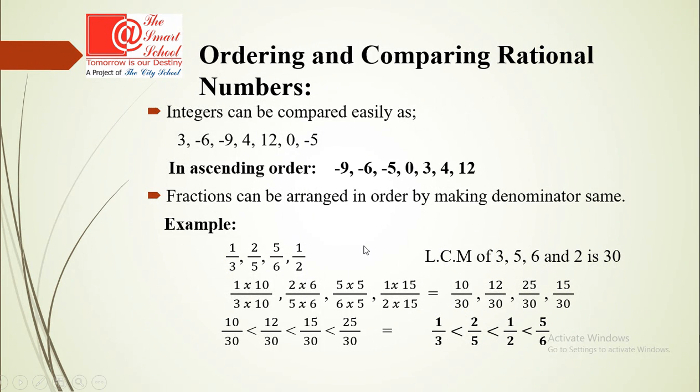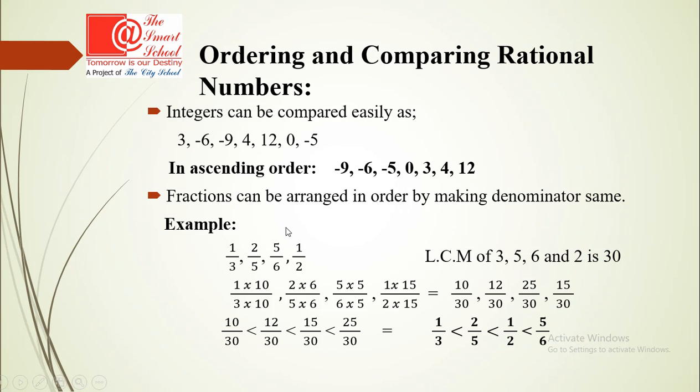Now how do we order or compare rational numbers, not on a number line but just the numbers? Integers can be compared easily. There's nothing difficult. So like 3, minus 6, minus 9, 4, 12, 0, minus 5. Which is the smallest number? Yes, obviously it is minus 9. So first we will write it. Then minus 6, minus 5, 0, 3, 4, 12. So it is easy for all of you.